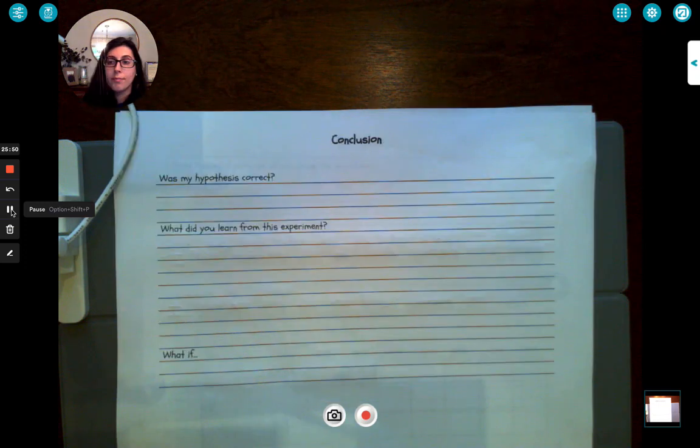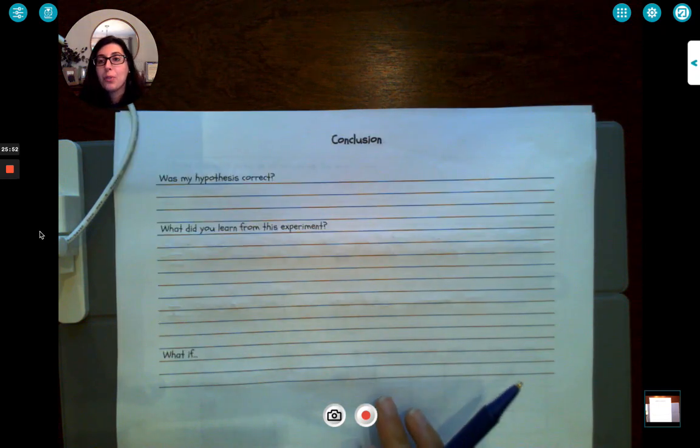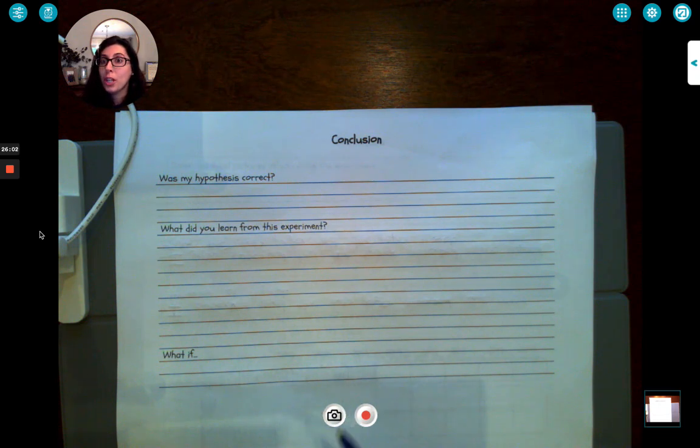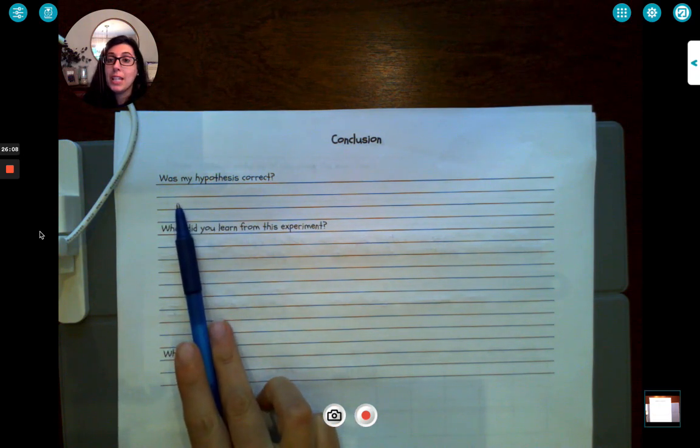Last page. Okay, so this to me, I think I've told you this before, the best part of a lab report, or the best part of the scientific method to me is the conclusion, because that's where the real thinking work happens.